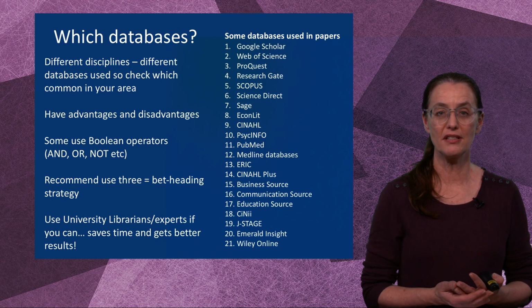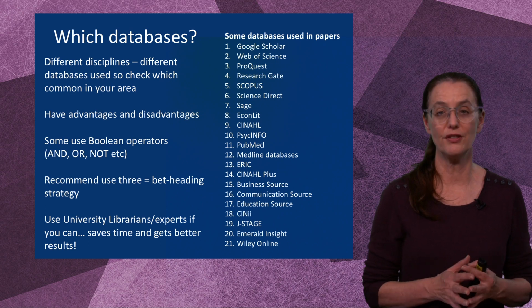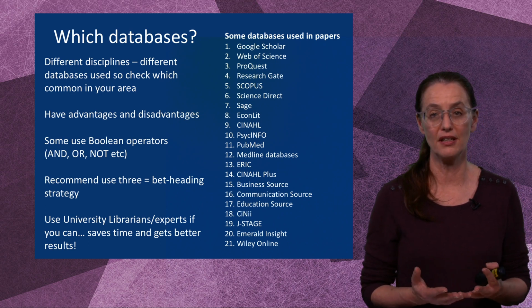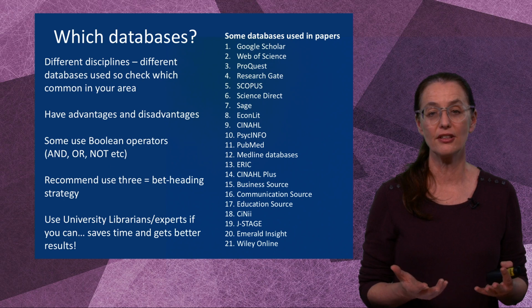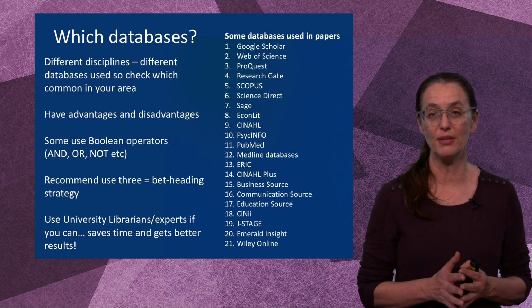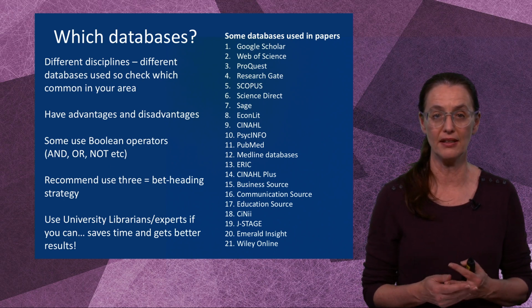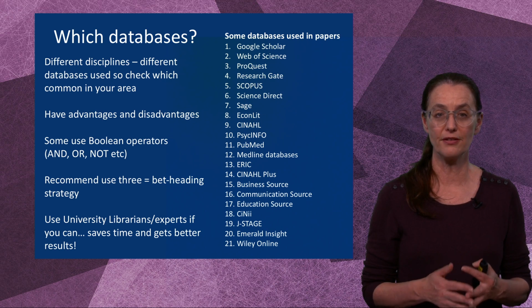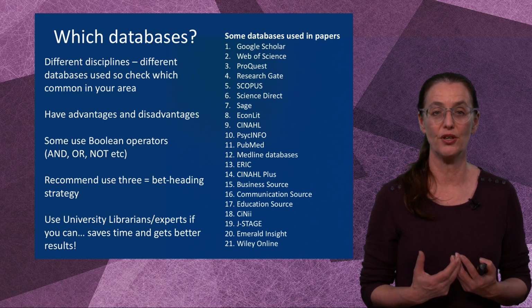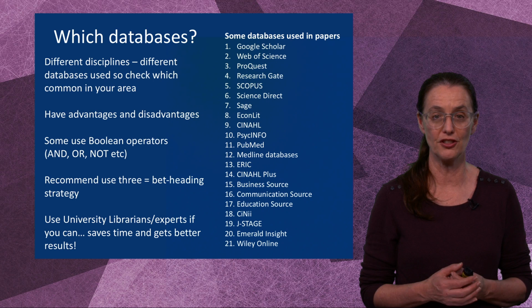So which databases to use? Well, there are a whole lot of different databases and they vary a lot depending on discipline areas. These are at least 21 of them that we've found being used in different papers using this method. So different disciplines, different databases. So it's really important to work out which is the appropriate one for your literature.